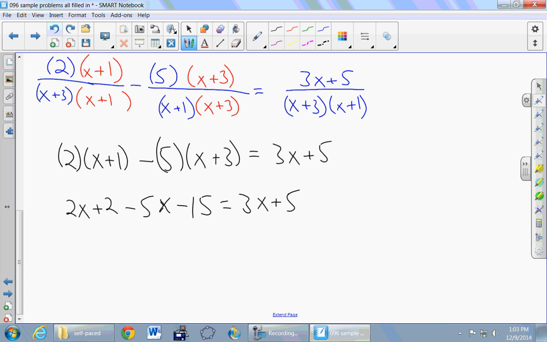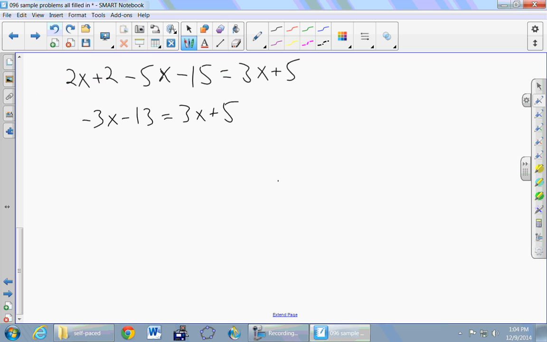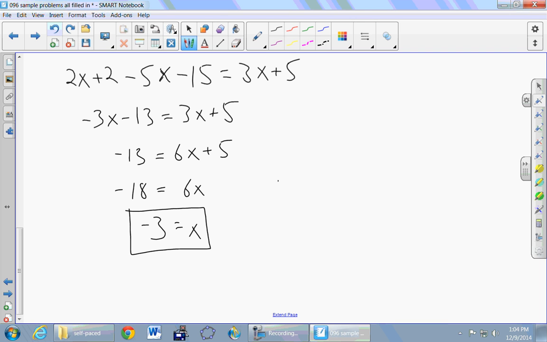We'll combine terms on the left-hand side. Negative 3x minus 13. Let's move the negative 3x to the right by adding it to both sides. Subtract 5 from both sides. Divide both sides by 6. We get x equals negative 3.